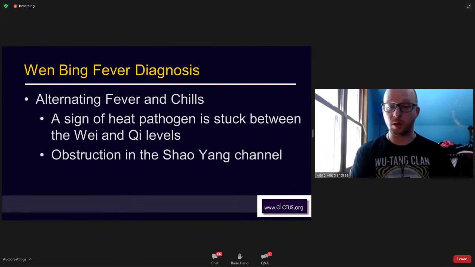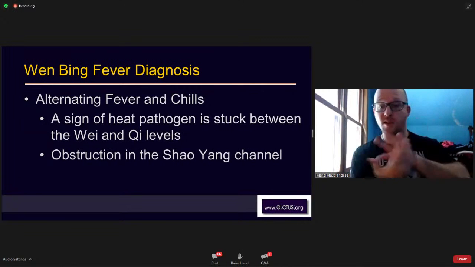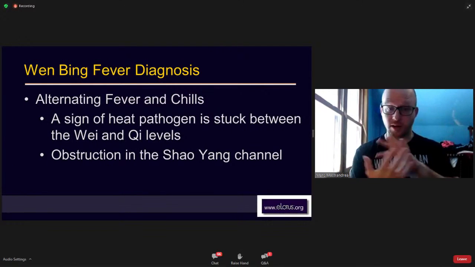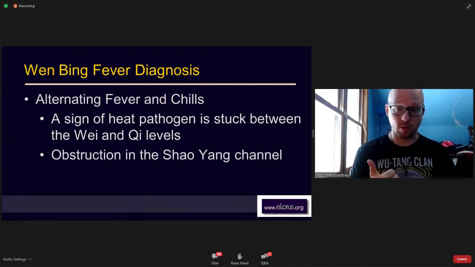So this would be something where you have heat, wind heat, could be damp heat, depending on the symptoms, right? Stuck in the Xiaoyang, the foot Xiaoyang channel. It's going back and forth. Maybe it's stuck in the foot and the hand Xiaoyang channel. You might have to use the Sanjiao channel and the gallbladder channel.